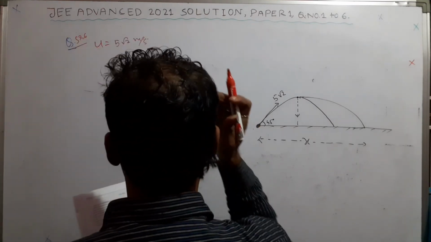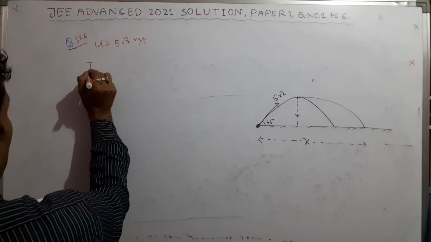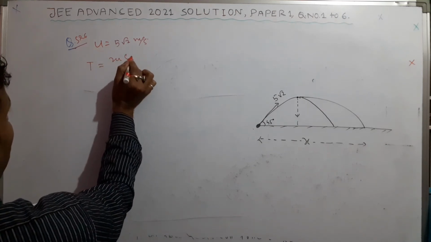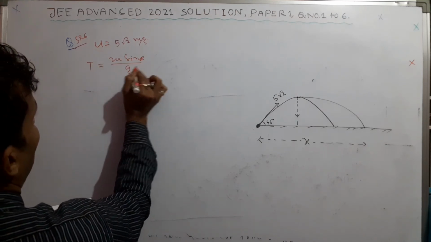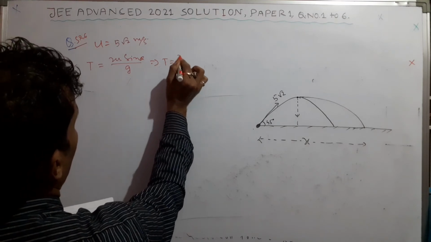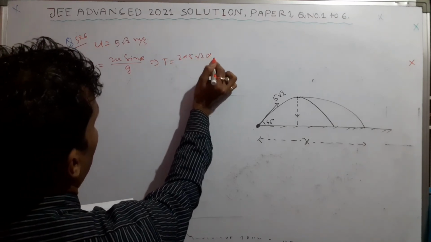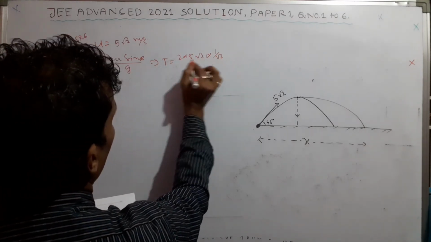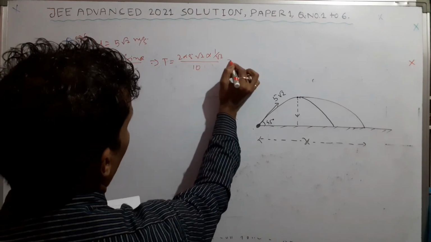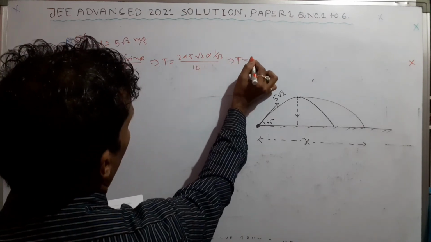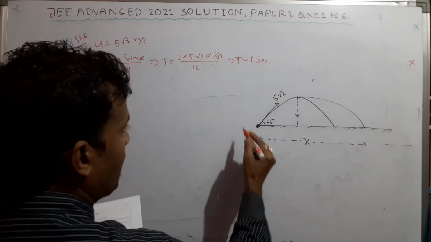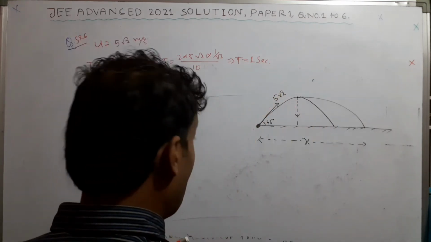Okay. So therefore we can find the total time of flight T is equal to twice u sine theta upon g, and that will come out to be T equal to 2 into 5 root 2 into sine 45, 1 by root 2, divided by 10, and that will turn out to be T equal to 1 second. That means total time of flight is 1 second.